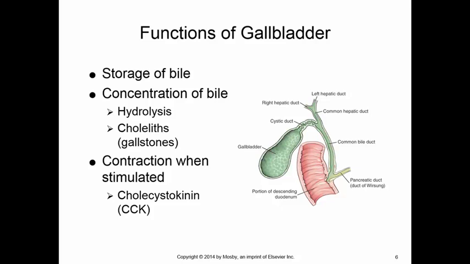Now, let's break this down and make this a little easier. When you eat fatty foods, the duodenum releases the hormone CCK, and the gallbladder is therefore stimulated to contract and release bile to help emulsify the fats.